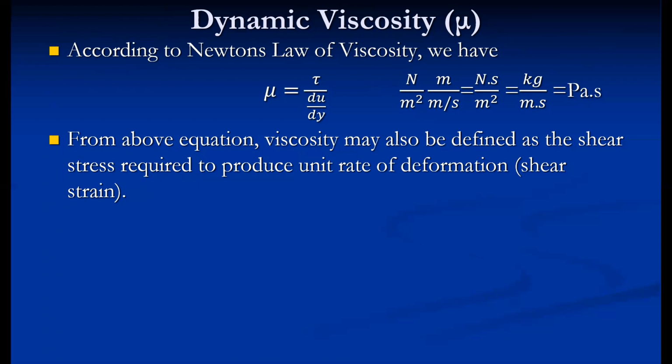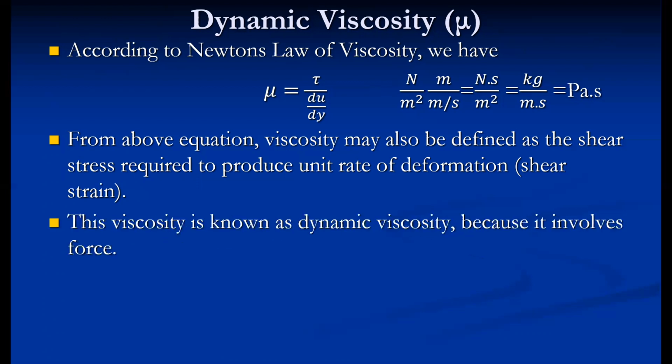Or we can define it as the shear stress required to produce unit rate of deformation, or unit rate of shear strain as well. So this is dynamic viscosity. It is called dynamic viscosity because it involves force, because force is generally in Newtons. We will see this in dimensional analysis, the various properties, the kinematic properties or the dynamic properties, and why it is called dynamic or kinematic. As it involves force, it is called dynamic viscosity.